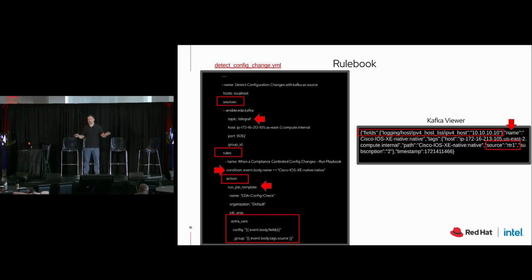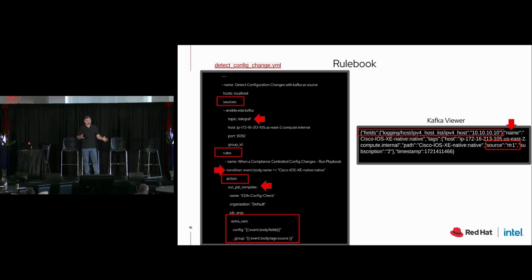So a rulebook is just like a playbook. It's written in YAML, and it has some required parameters, and it has some optional parameters. One of the required parameters is, hey, we need to know what type of source this is. What type of source plugin are we invoking? In this case, we're invoking Kafka, which is a part of the Ansible EDA collection. And then within that, one of the parameters that we have to define is, okay, what topic are we listening to? So we're listening to Telegraf.